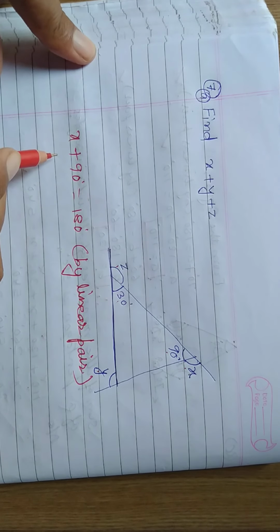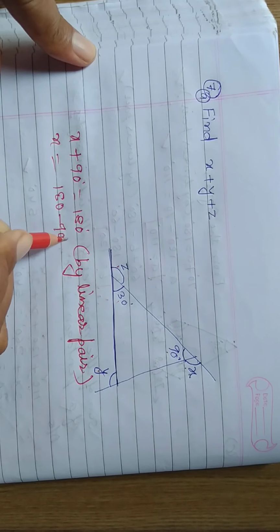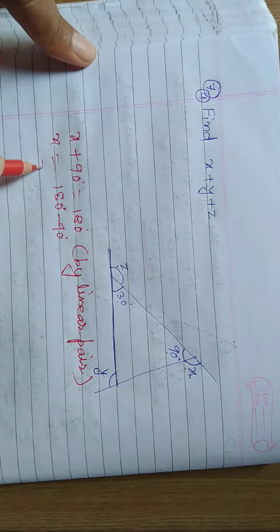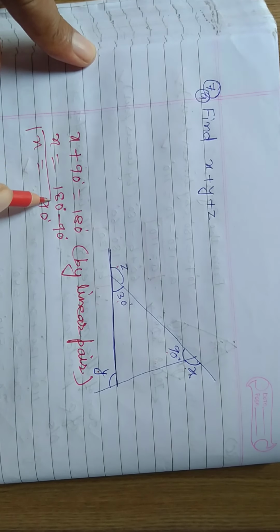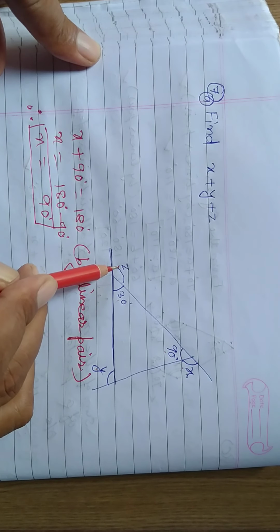Okay, x is equal to 180 degree minus 90 degree. What comes, 180 minus 90? 90 degree. So therefore the value of x is equal to 90 degree. Okay. After that, this angle we will find.